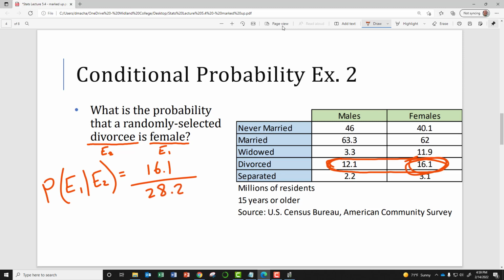over the total number of divorced, which is 28.2. Right. So again, conditional probabilities are pretty easy if you see the contingency table and you read the question very carefully and you know what you're asking, right? Because if I reverse this and I asked you, what's the probability that a randomly selected female is divorced, that's a totally different number. So make sure you know what the question is asking. That's probably the biggest mistake we'll see on the exams.